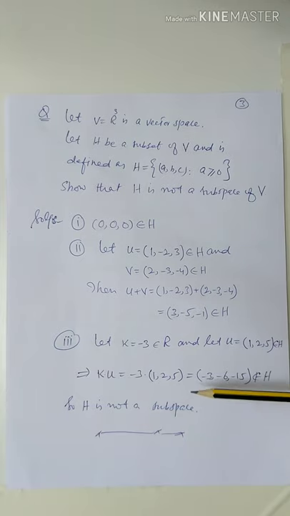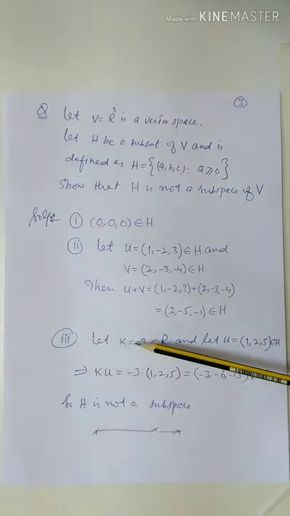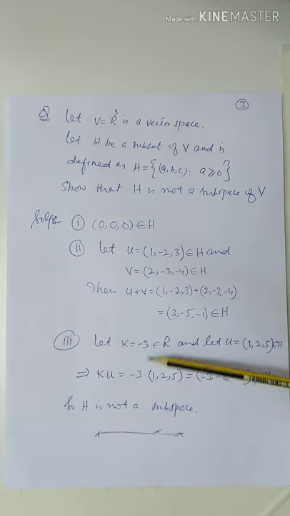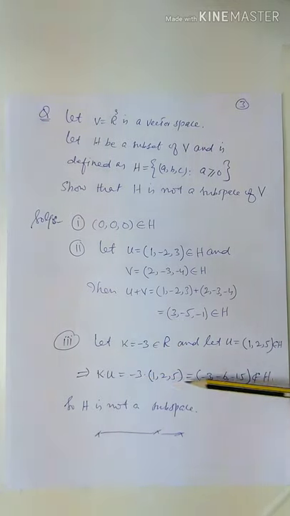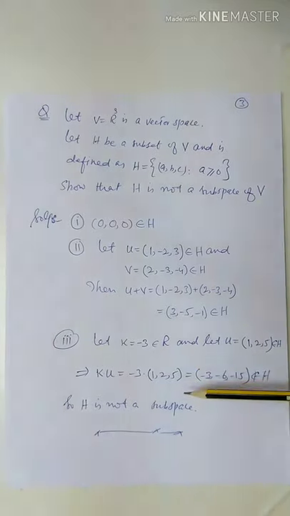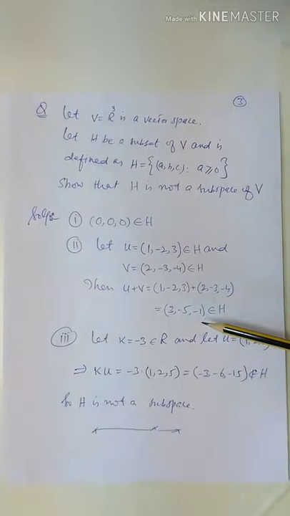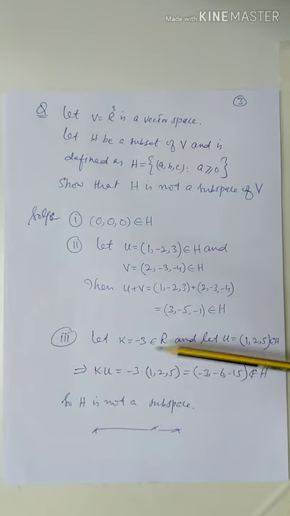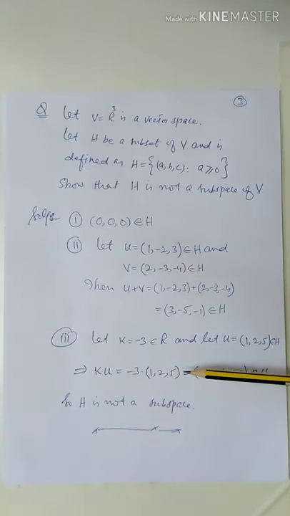In the exam, you have to be very careful. Sometimes what students do is take k as 3, not minus 3. Then if I multiply 3 here, it will be 3, 6 and 15 only, and then this belongs to H. But in that case it means this will be a subspace, while my question was to show that H is not a subspace. So here I must take some negative number. If I do not take a negative number, then it will become a subspace. So you have to be very careful in the exam.